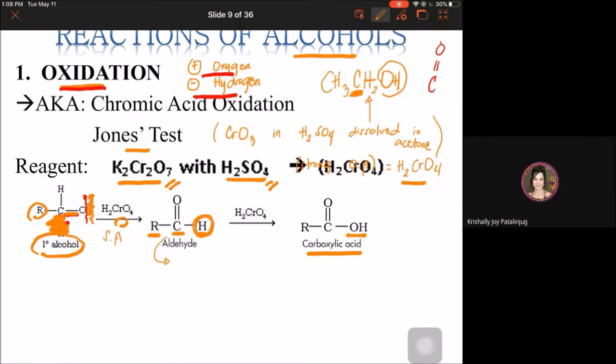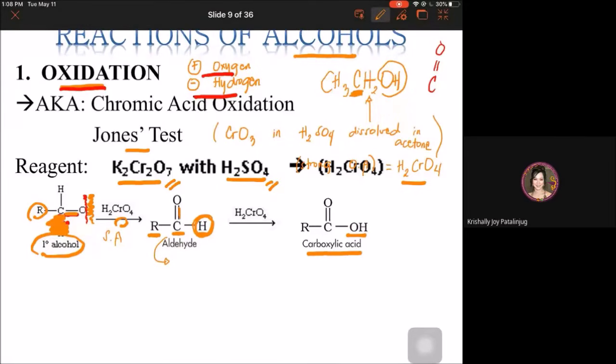Balik ko na to ha, primary alcohol, pag na-oxidize siya, deprotonate the hydrogen sa functional group, remove one hydrogen from the alpha carbon, then add oxygen via adding a double bond towards oxygen, forming an aldehyde. Aldehyde will be further oxidized to form carboxylic acid. Okay. So, again, take note, this happens if strong oxidizing agent ang ginamit.